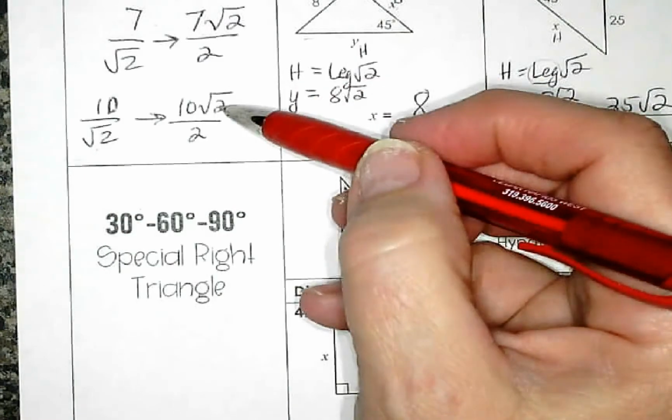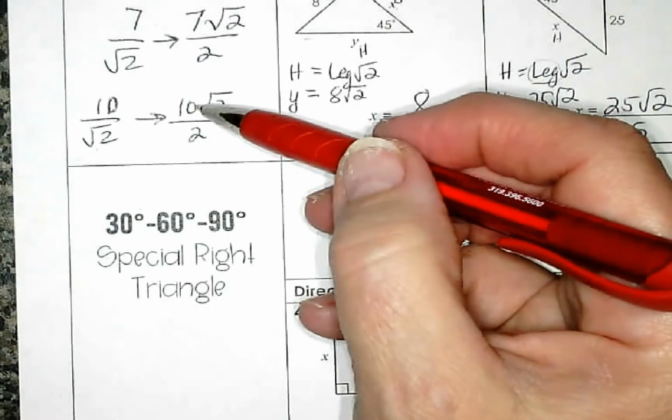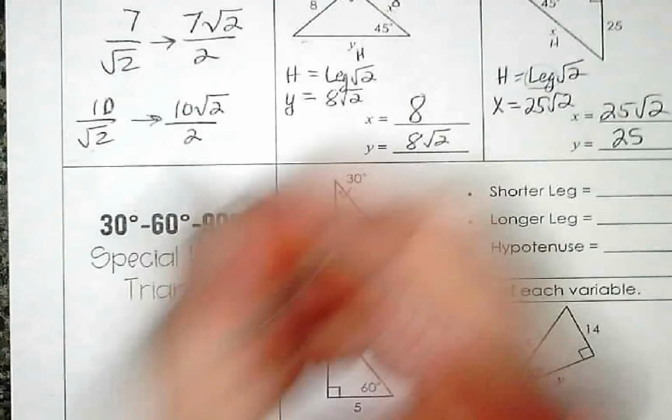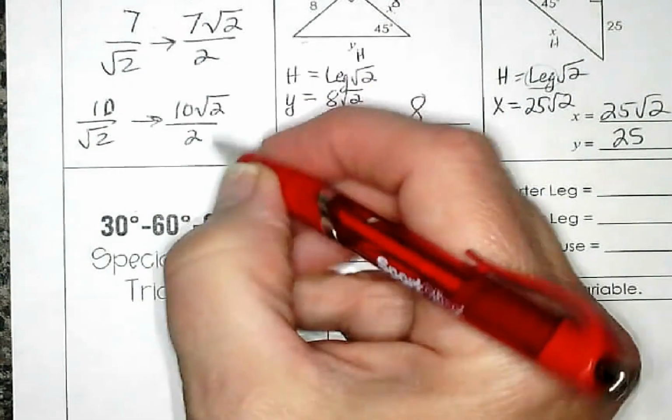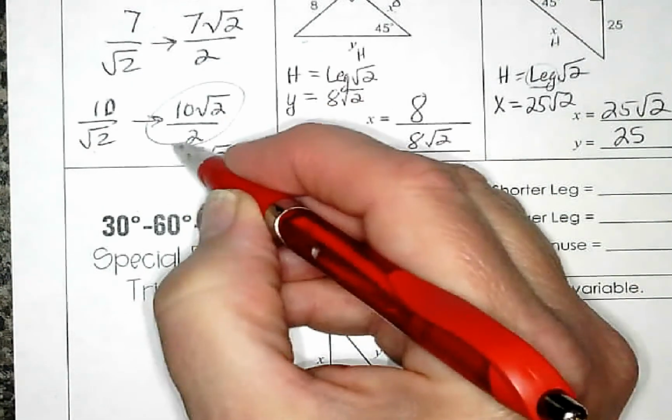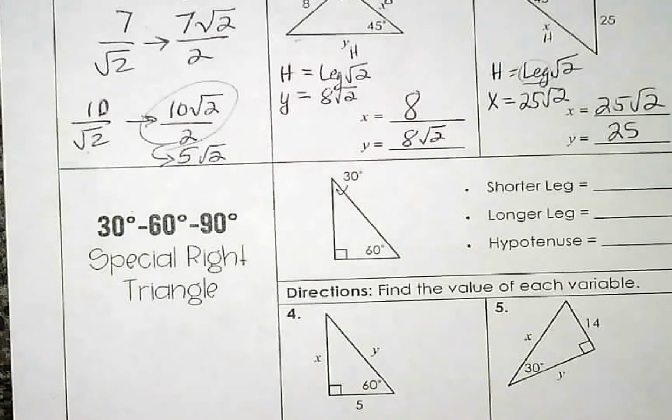Now when I simplify something like this, I can simplify a number and a number, or a square root and a square root. So because I have a 10 and a 2, they can simplify to 5 square root of 2. So this would simplify to that. Okay, let's stop there on the 45, and then we'll hit the 30-60 next.